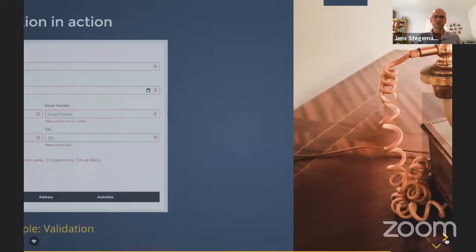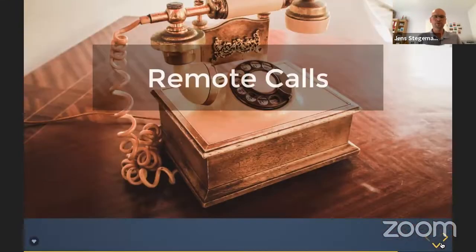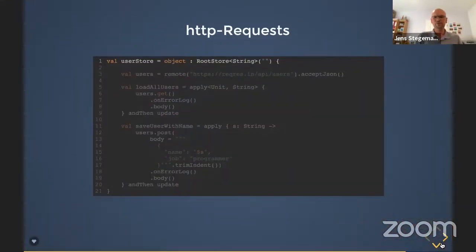Okay, that's validation. We also have a small remote API to make it easier to call remote APIs of your backend. It's just a small wrapper around the fetch API of the browser. You create a remote with a base URL. You can configure it to accept JSON or whatever you like, set headers, set authentication, and so on. And then you use the apply we have seen before to call the get method on this user's remote and handle errors and use the body as a result, for example. And in this example, the body will be used to update the store's value.